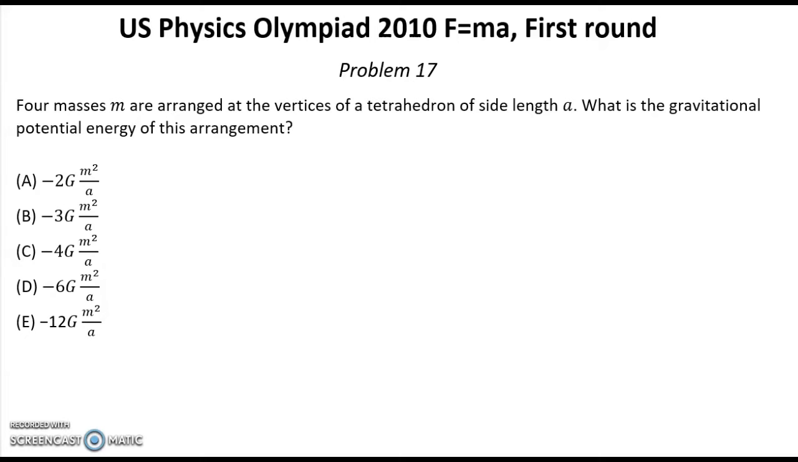Solution. For two masses we have this equation. Potential energy of interaction for two masses equals negative G M squared over A. And here for four equidistant masses we have 6 pairs of interaction. So it means that we have potential energy equal to negative 6 G M squared over A. That's the result, D.